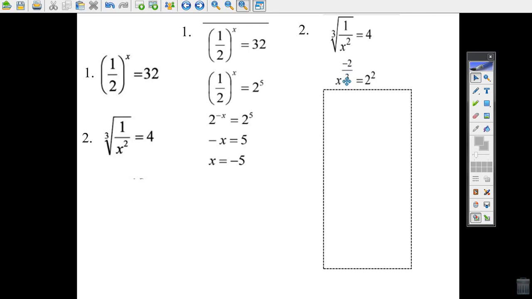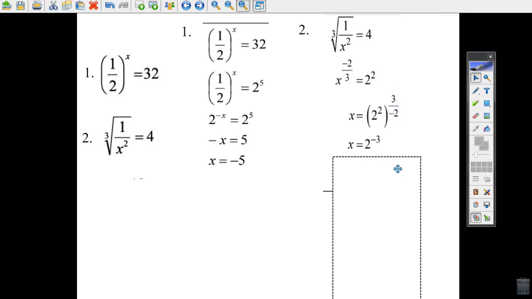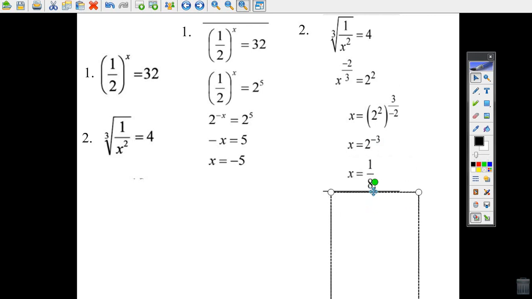You just turn this fraction upside down and raise both sides to that power. When you raise it over here, you just get x to the 1. And then 2 times 3 over 2, the 2's cancel, but it's negative 3. And 2 to the negative 3 is 1 over 2 cubed, which is 1 over 8.